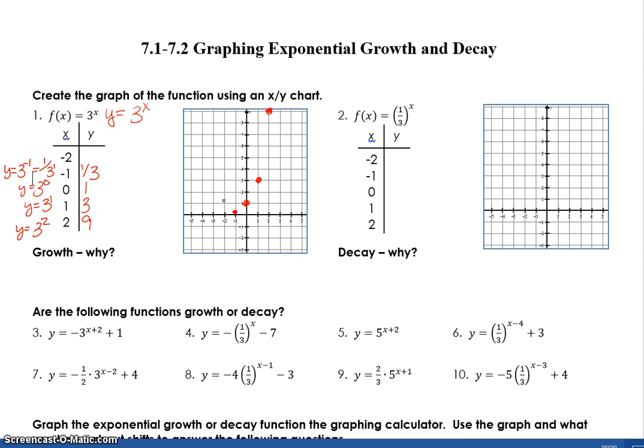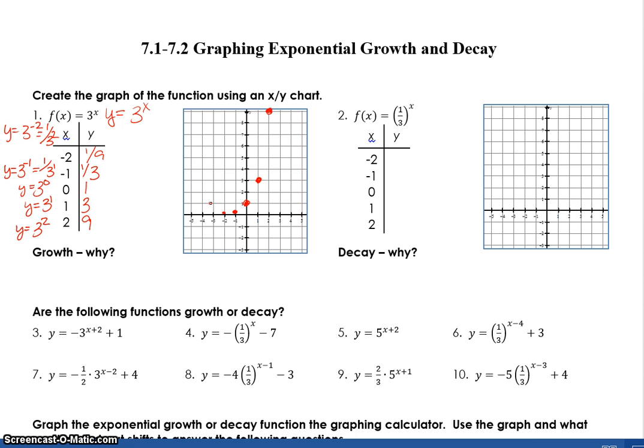Now let's plug in negative 2. So we have y equals 3 to the negative 2. Again, of course, a negative exponent flips. So this is 1 over 3 to the positive 2, which is 1/9. So we're going to go negative 2, 1/9.